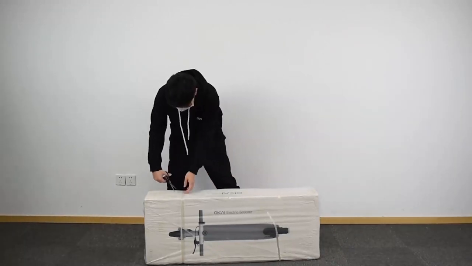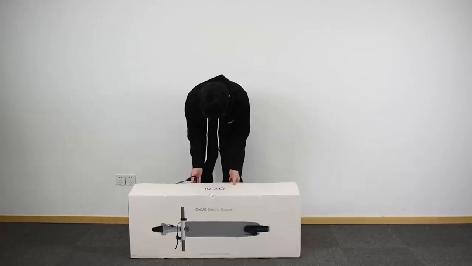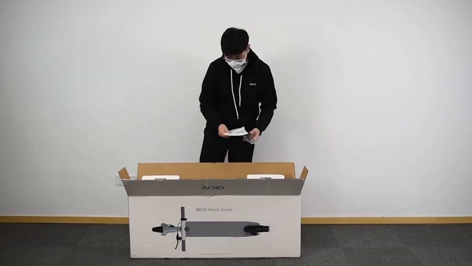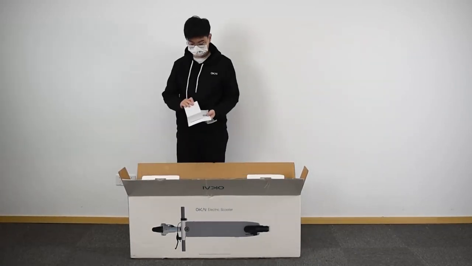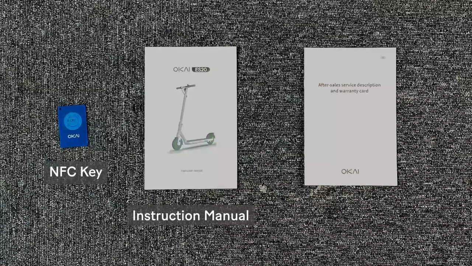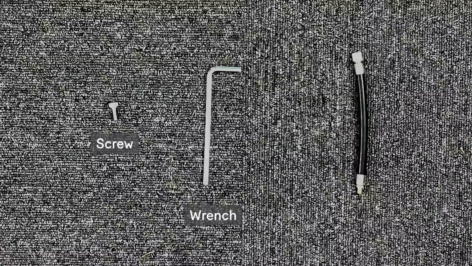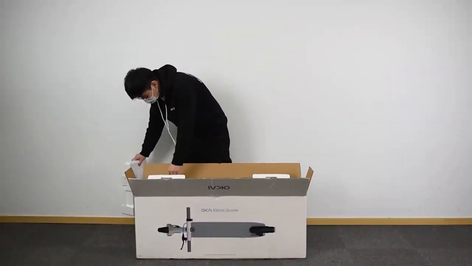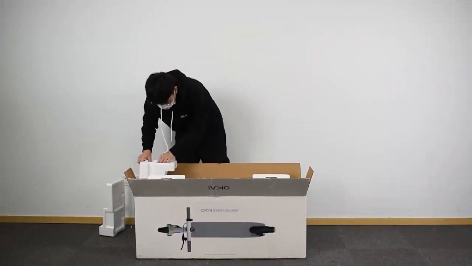Open the scooter box and take out the instructions, NFC key, screws, wrench, tire valve, and the charger. Here you have an NFC key, an instruction manual, a warranty card, a screw, a wrench, a tire valve, and a charger. Remove the top packing foam and leave the scooter inside the packing box for now.